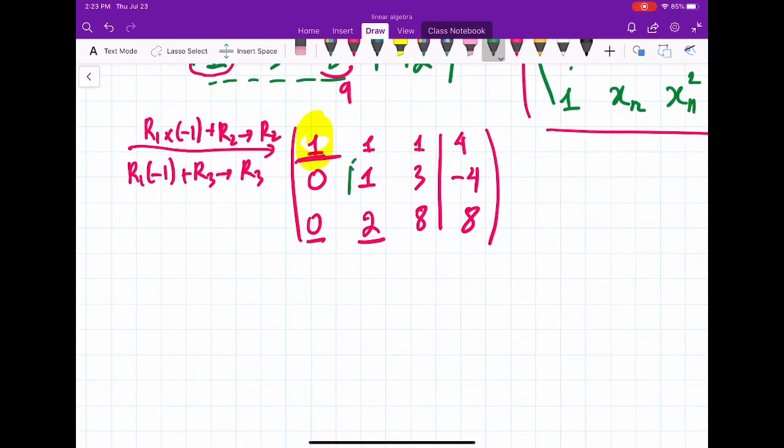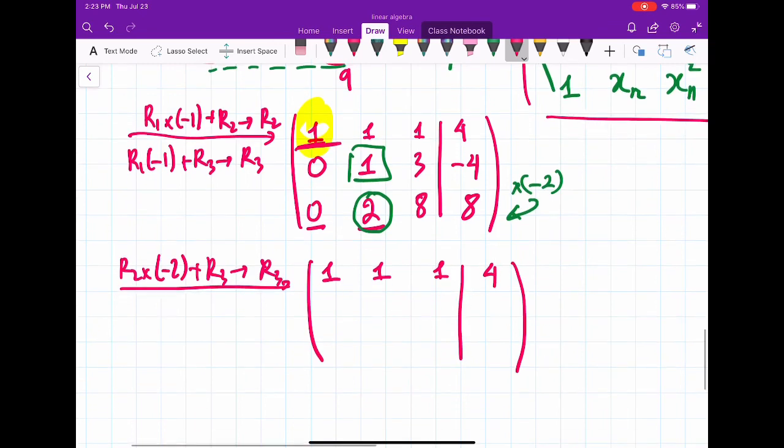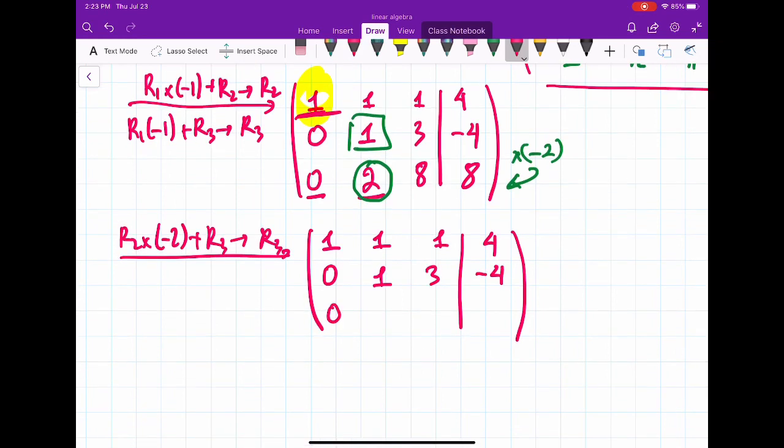We move to this one, and we need to make this one disappear. We need to multiply the second row by -2 and add to the third. That's it. So I write here the second row times -2, add to the third. I got 1, 1, 1 here, 4 here, and then 0, 1, 3, -4, 0, 0 right here, and 2 minus 2 is 0, so I got 8 plus 8, which is 16, right?